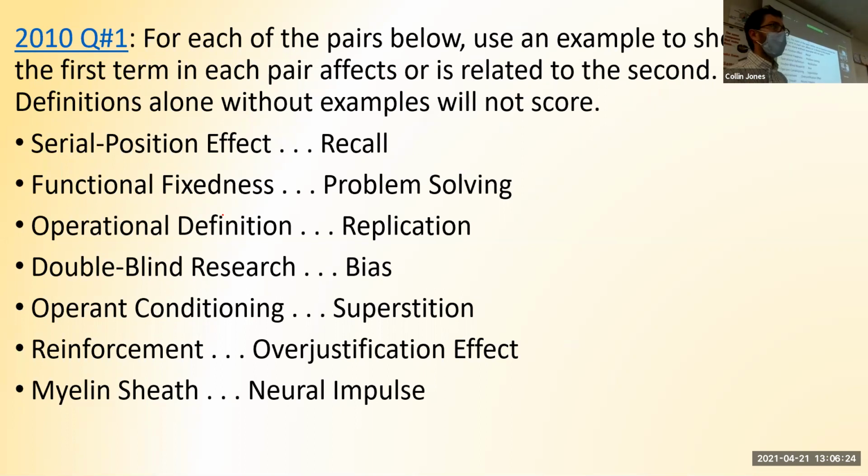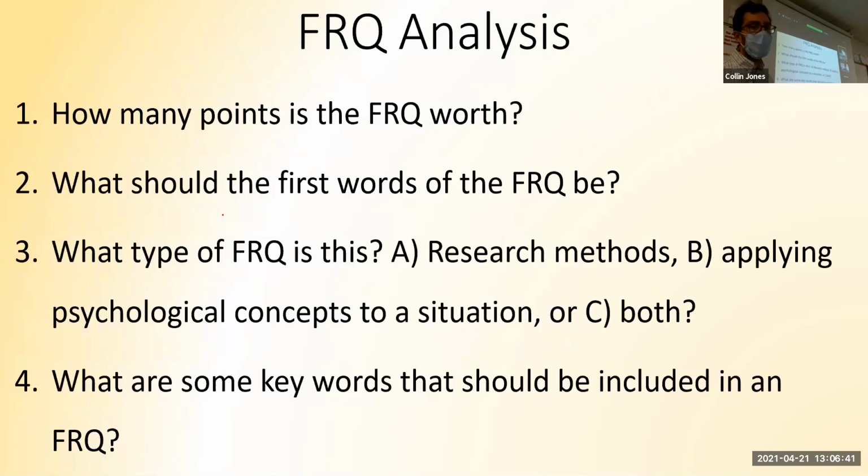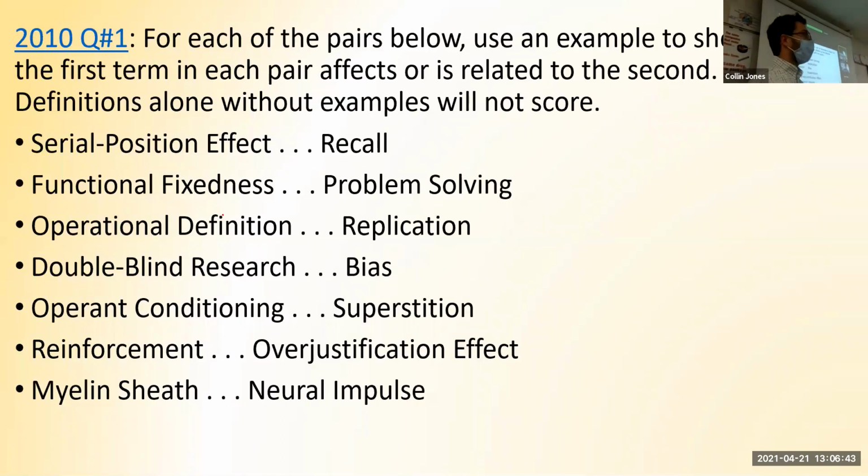You have to say things like, when Sarah makes her grocery list, she's most likely to recall or remember the items at the beginning and end of her grocery list. You had to give an example to get the points in this particular year. How many points is this free response worth? Well, this one's an easy one. There's just 7 bullet points. It's worth 7 points. What should your first words be?